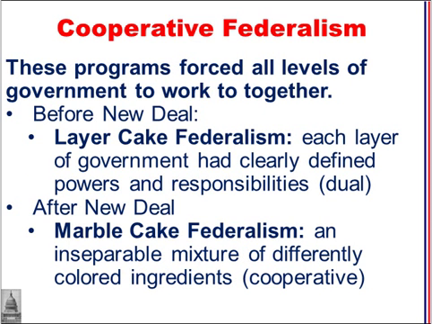So that takes us into what cooperative federalism is, and this analogy with cake. Before the New Deal, the type of federalism, dual federalism, is called layer cake federalism, where each layer of government has clearly defined powers and responsibilities, and they're roughly equal, the states and the national government. But after the New Deal, the metaphor is now a marble cake federalism, which is an inseparable mixture of differently colored ingredients. So that would be the different levels of government, the national, the state, and the local governments. It's called cooperative federalism. There's an intertwined relationship between national, state, and local governments that began with the New Deal.